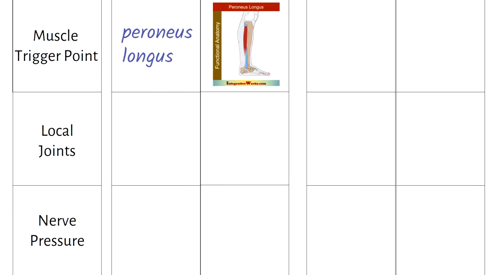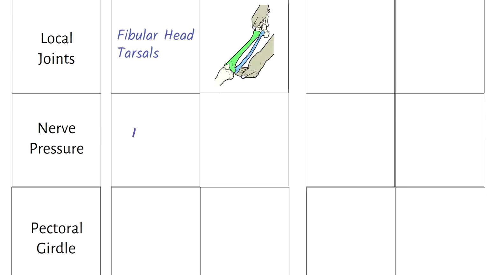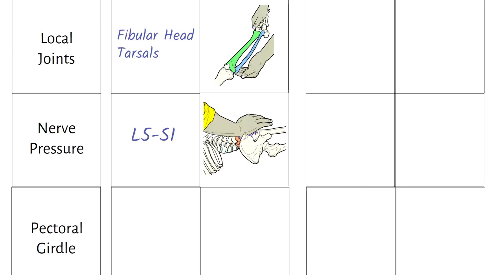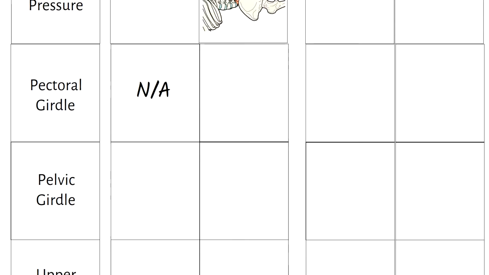We know that this trigger point is predicated on local joints, and so the next piece is to evaluate the fibular head. From there, we want to make sure that we've taken care of any nerve pressure, and so we evaluate the L5-S1 nerves, which means we need to really look at L5, the sacrum, and some of the soft tissues around the top foramen of the sacrum. There's not something in the pectoral girdle that we really need to look at here.